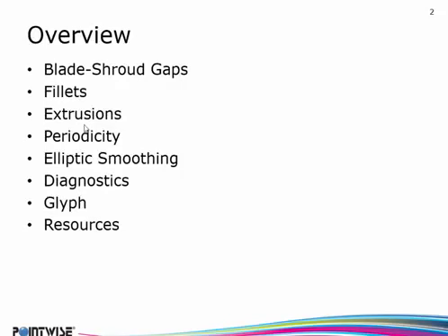After we cover the fillets, we're going to talk about extrusions and how you can use extrusions to develop or hopefully generate some fairly nice boundary layer topologies for bladed geometries. I'm going to talk about periodicity and how you can set that up in Pointwise. And we're going to talk about the elliptic solver that we have in Pointwise, which is one of our very strong tools, especially for structured grids.